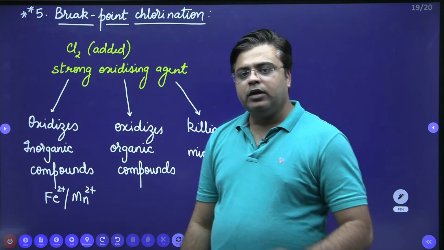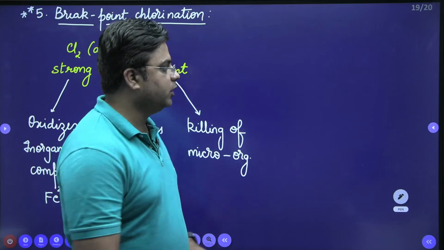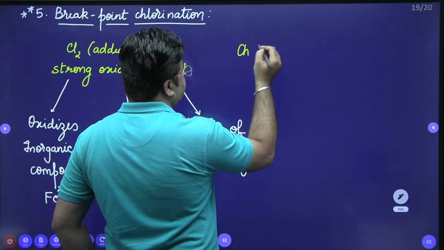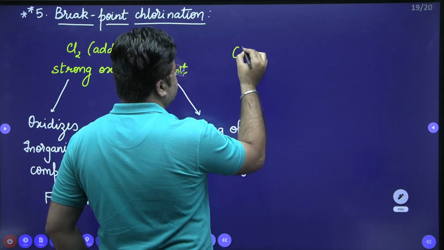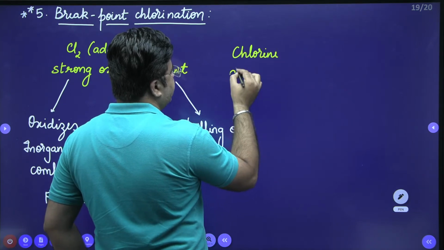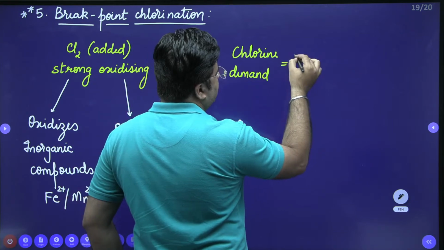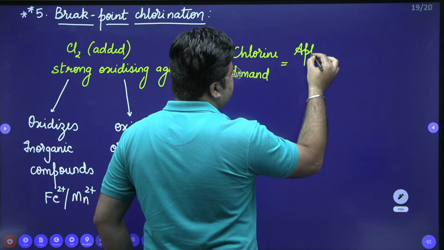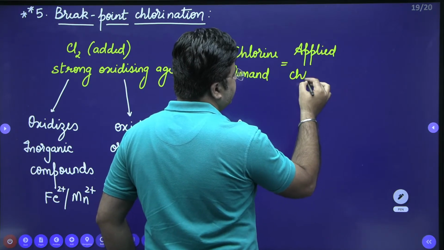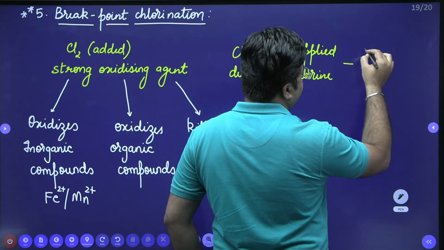Okay. Now chlorine demand, which is required to treat water or disinfect water, can be calculated as: chlorine demand is equal to applied chlorine, means whatever chlorine you have added from your side, minus residual chlorine.